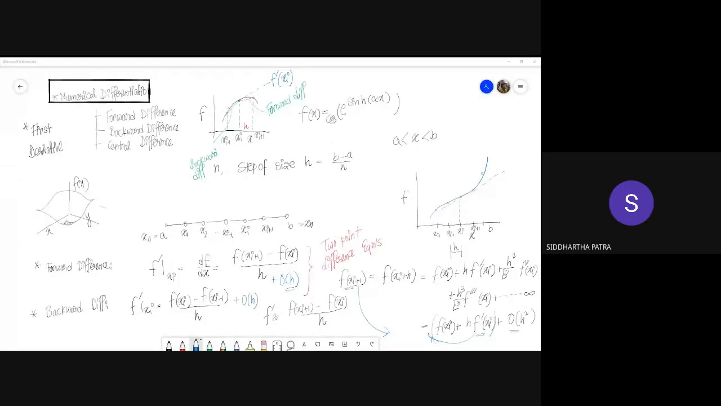Error. Okay, see, when you look at the expression for f at xi plus 1, and if you take the first two terms in the Taylor series, so the order of truncation error is h squared in f of xi plus 1.